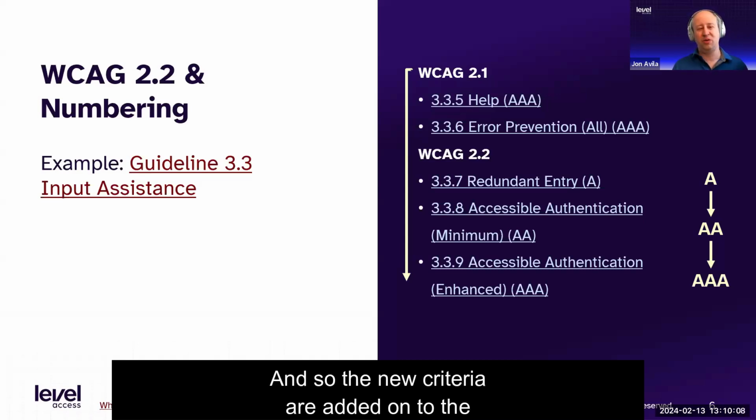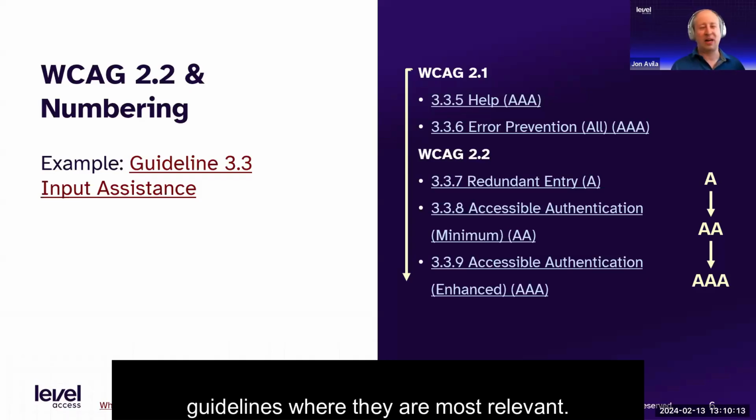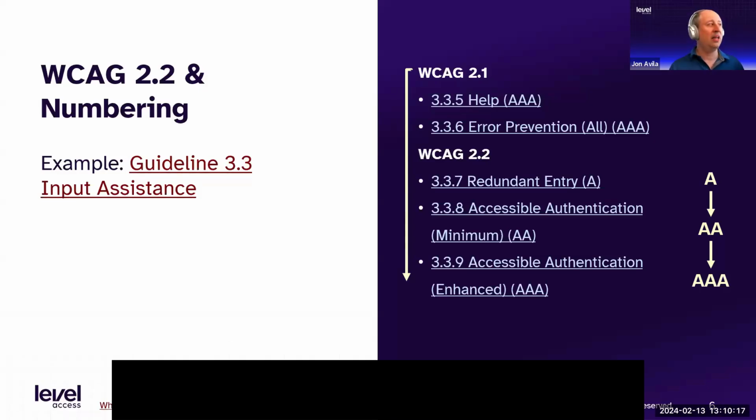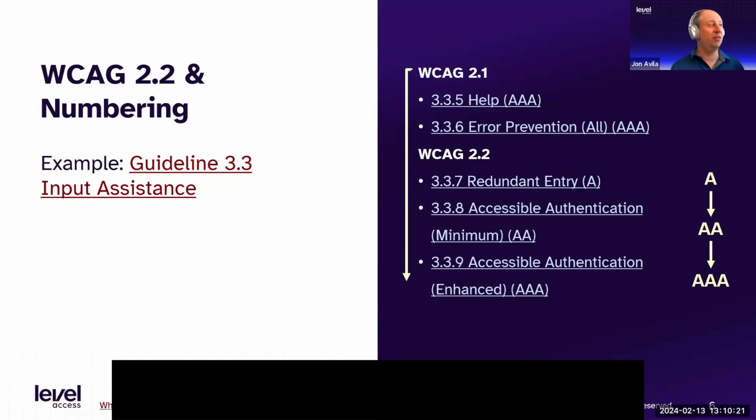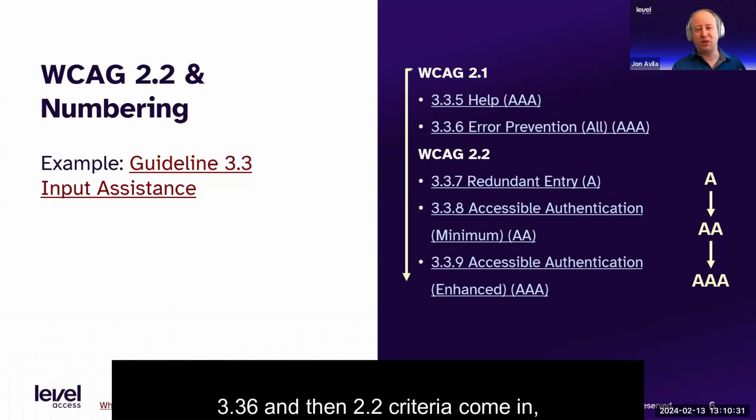And so what the group wanted to make sure is that we didn't cause confusion by renumbering things. And so the new criteria are added on to the guidelines where they are most relevant. And so that means that you may have an existing criterion, for example, we have 3.5 Help. You may have that followed by 3.6, and then 2.2 criteria come in, they just add on to those numbers.